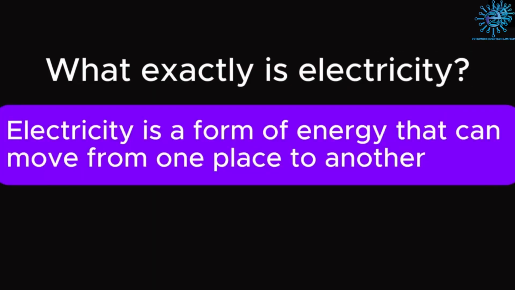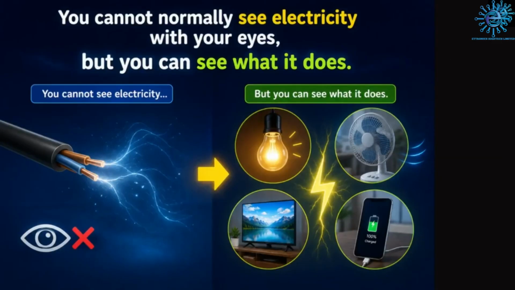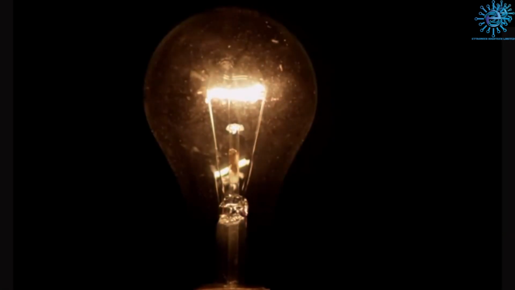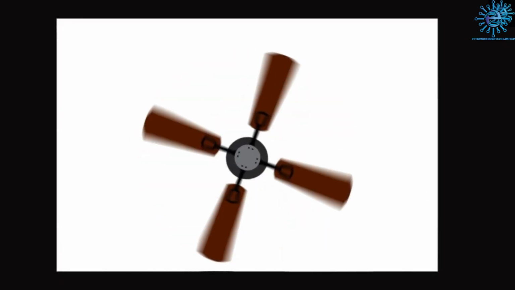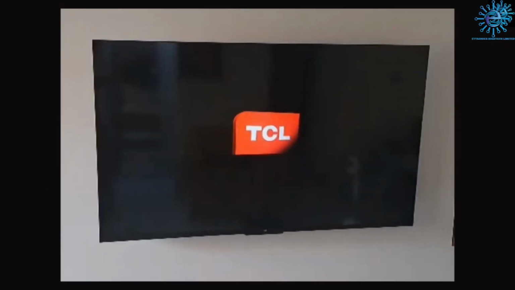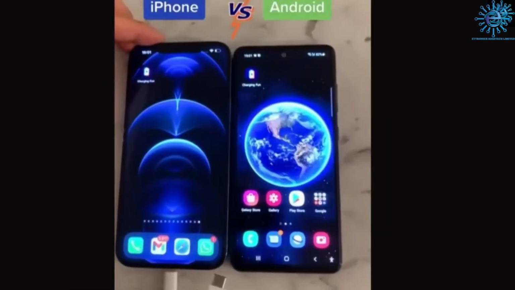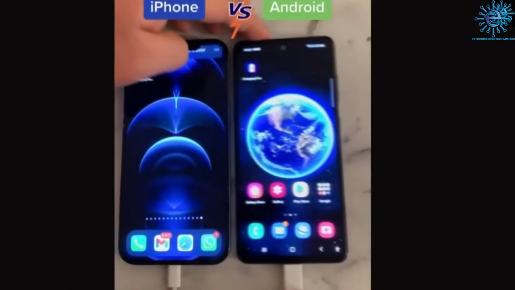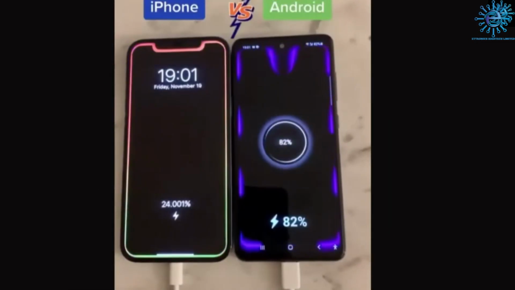Electricity is a form of energy that can move from one place to another. You cannot normally see electricity with your eyes, but you can see what it does. For example, when a bulb lights up, when a fan spins, when a television turns on, when you charge a phone, electricity is helping those things work.